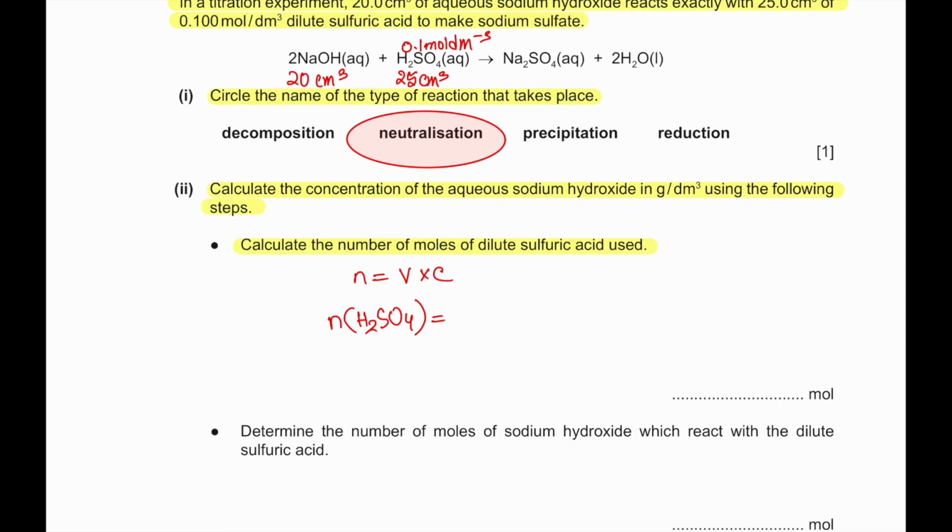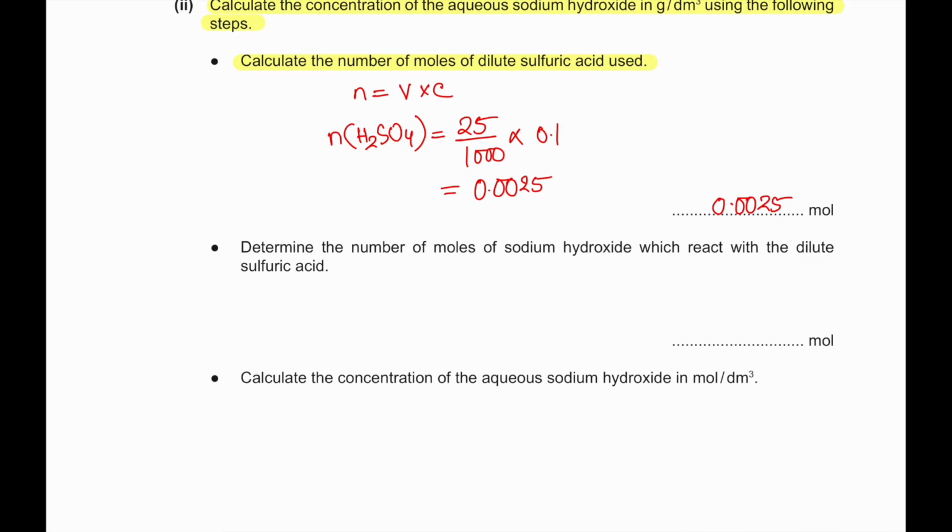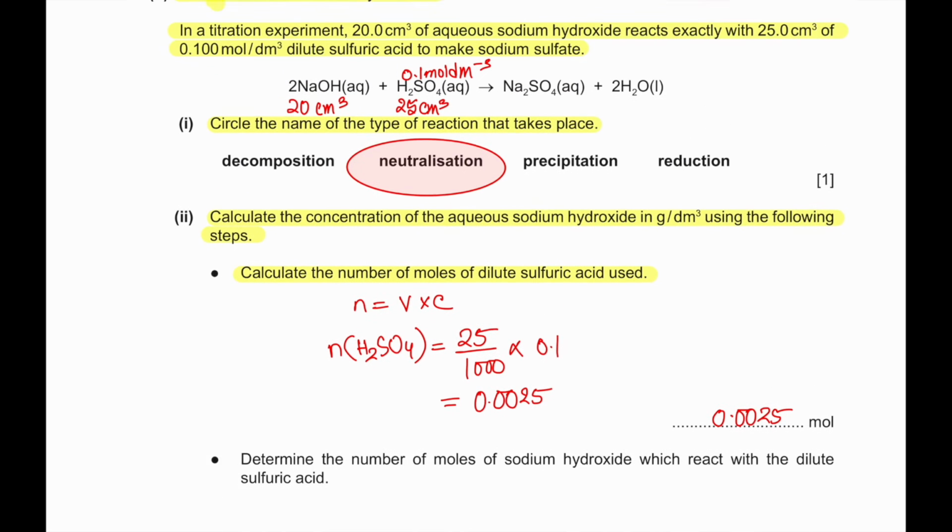So V into C. We want to find out the number of moles of H2SO4. So volume here is given, 25 cm³. We must convert it into dm³, so divided by 1000, into concentration, which is 0.1 mole per dm³. So when we do the math, our answer comes to 0.0025 mole.